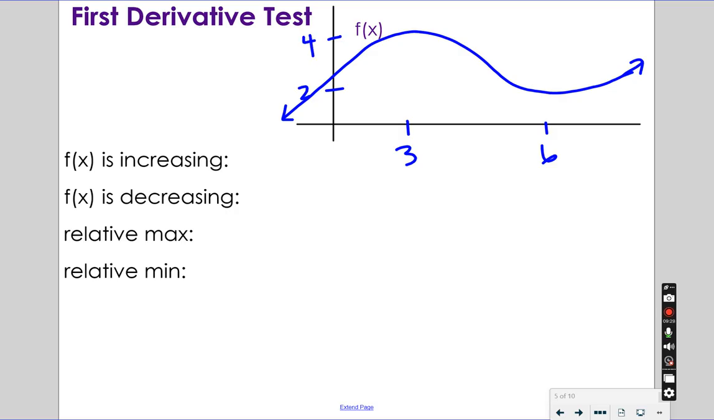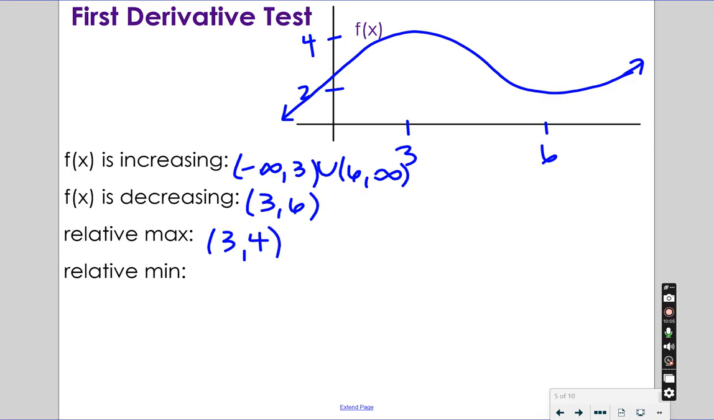Okay. All right, so without using calculus, you guys tell me, where is f of x increasing? Negative infinity to 3, union 6 to infinity. Correct. Where is it decreasing? 3 to 6. Are there any relative maxes? Yes, and by the way, relative maxes and mins we're going to give as a point. So the relative max is at 3, 4. We have a relative min. 6, 2. There you go.